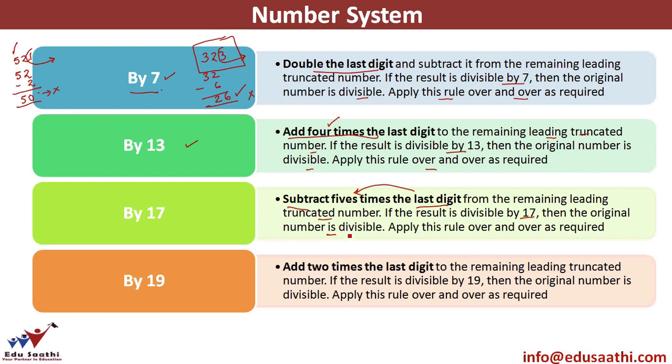What you just have to do is take out the last digit, double it and subtract it in the case of 7, multiply by 4 and add it in the case of 13, multiply by 5 and subtract it in the case of 17, double and add it in the case of 19. You keep on doing this till you get a result which is divisible by 7, 13, 17 or 19 as required.